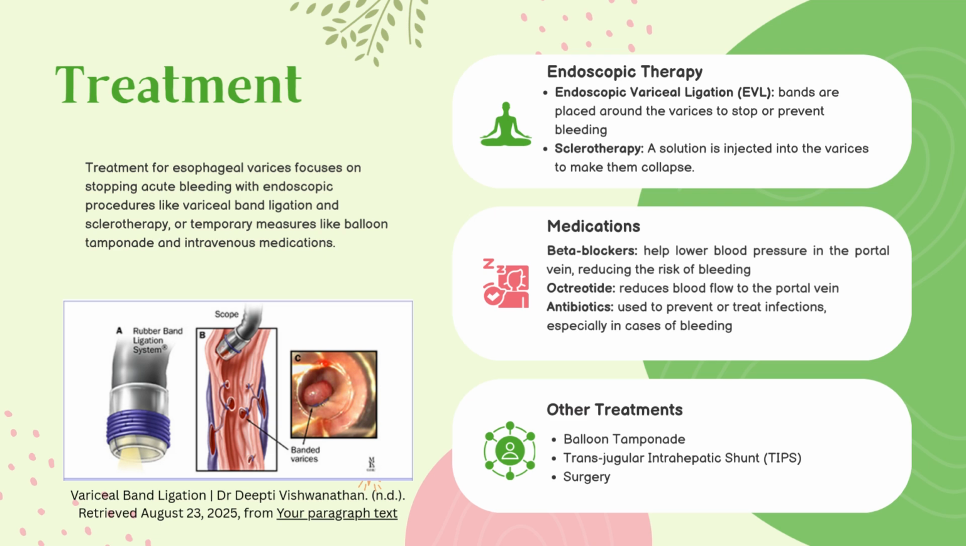And other treatments such as balloon tamponade, where a tube with balloons is inserted into the esophagus to compress the varices and stop bleeding. Transjugular intrahepatic shunt, where a shunt is placed between the portal and hepatic veins to reduce the portal pressure, and surgery can be considered in severe cases where other treatments are not effective.